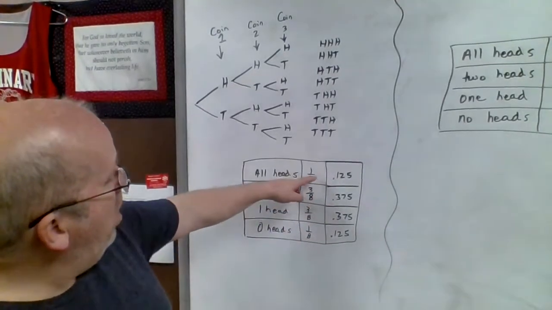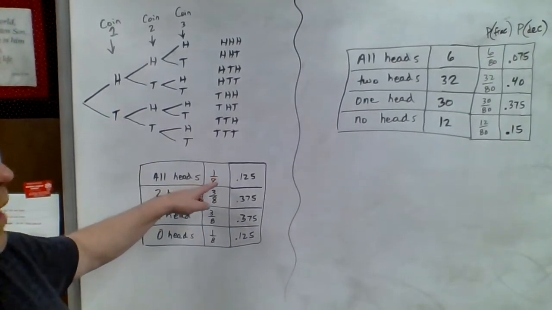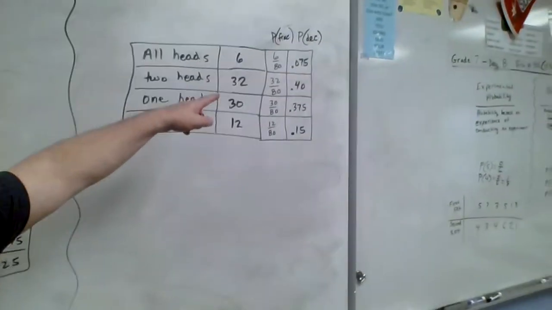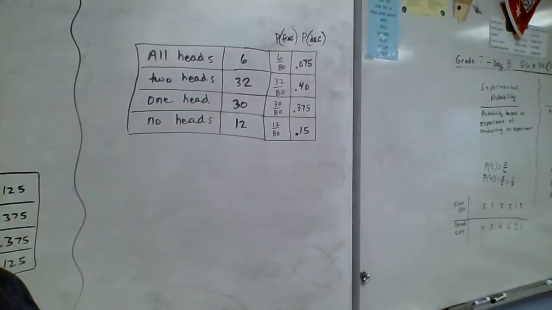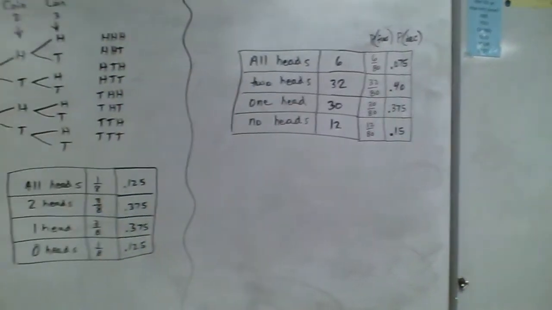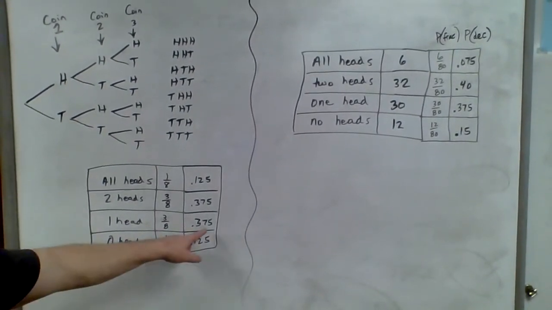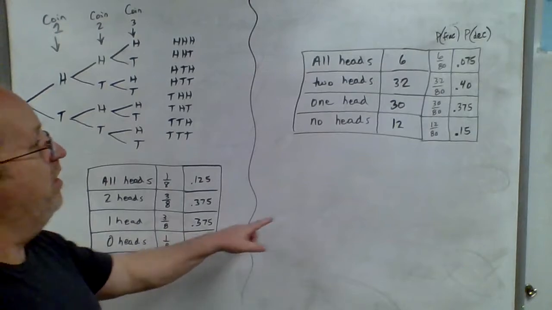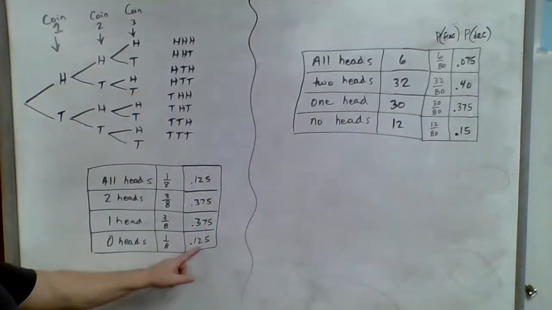Do you notice how our fractions and our decimal numbers for the theoretical probabilities do not match the experimental probabilities, do they? Now, in some cases, they're rather close. And in one case, they're dead on. Look at 1 head here and 1 head here. They're dead on. 0 heads, they're pretty close.